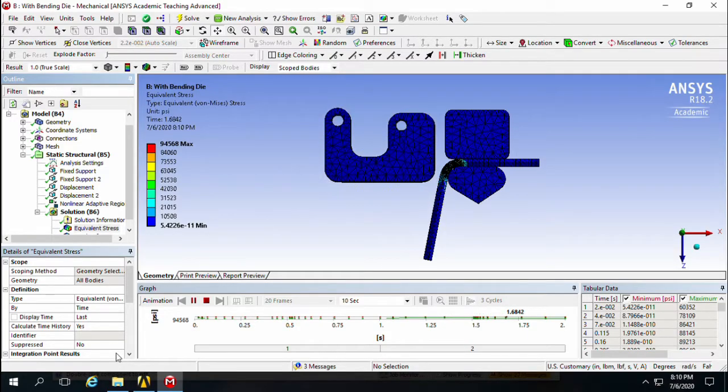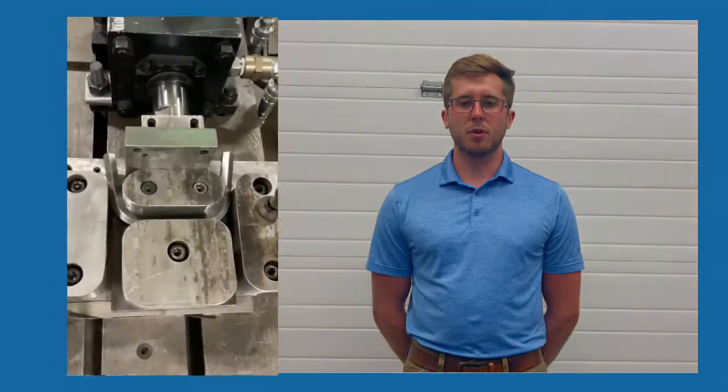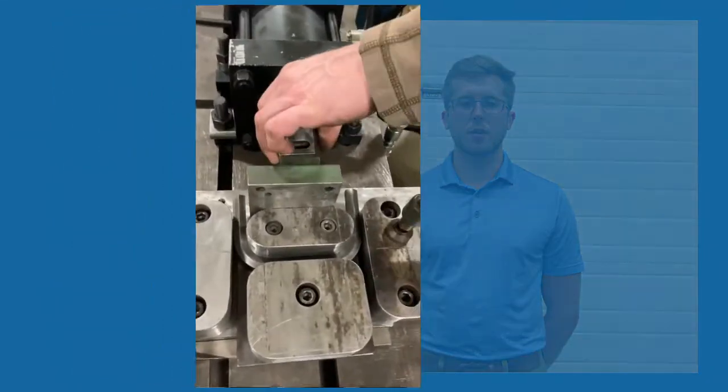The SOLIDWORKS model was sent to TNT Tools to be manufactured and eventually tested. Three trial runs were conducted to ensure that the prototype would function the same each time. The prototyping concluded that rupturing would not occur in the material.